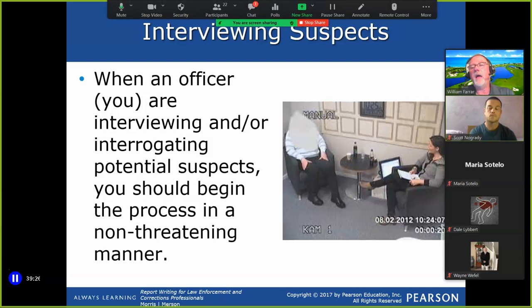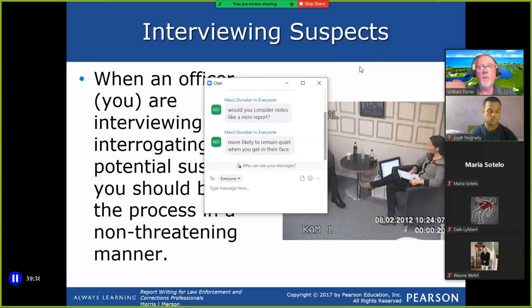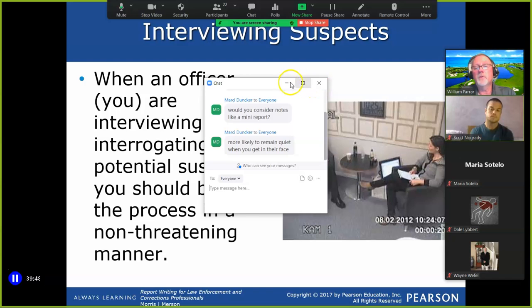These are things that are important for us to remember, these different techniques. So you are correct. You don't want to just jump on somebody and come off a little bit too brash, because they are going to kind of lock up. So you're right. In the chat, I'm looking, they're more likely to remain quiet. And that is definitely true.